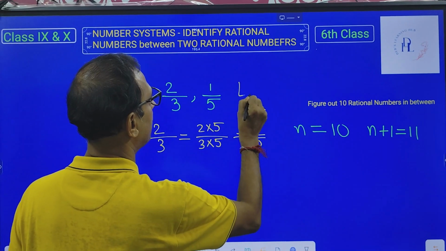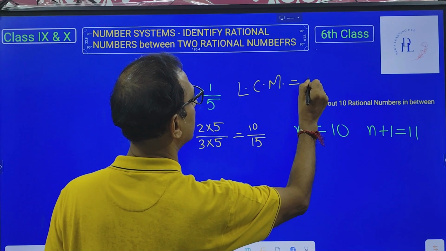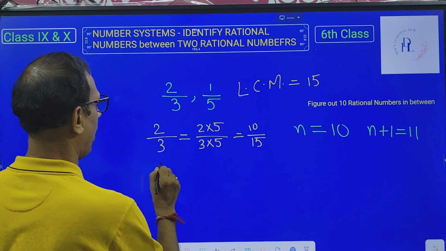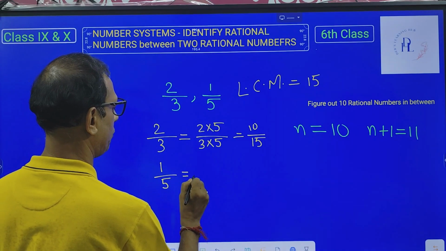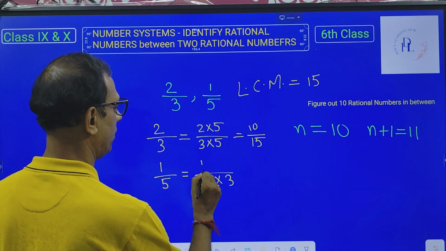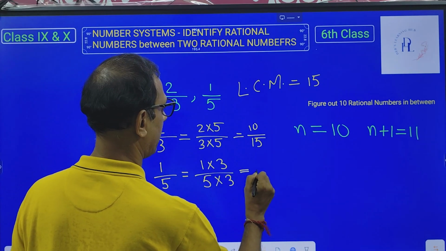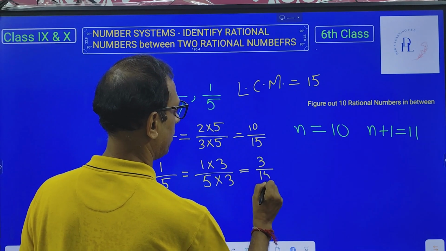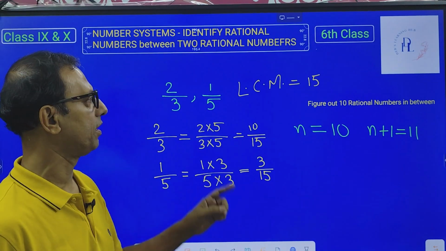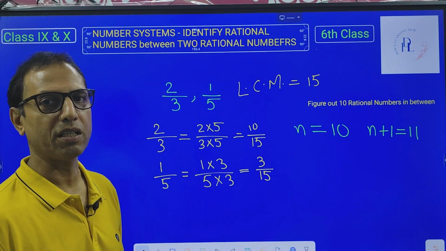So you need to figure out the LCM of the denominators, that is 15. Now 1/5 equals, if we multiply both numerator and denominator by 3 to make the denominator 15, then it is actually 3 by 15. So the lower boundary is 3 by 15, the upper boundary is 10 by 15. You need to figure out 10 rational numbers in between.